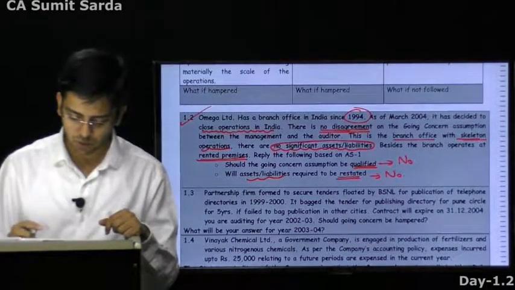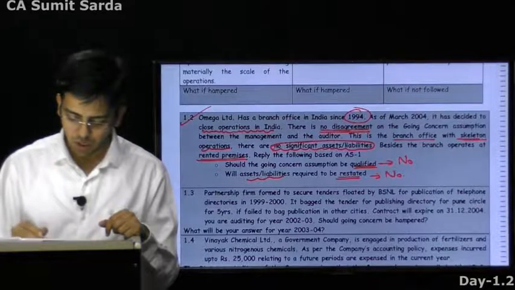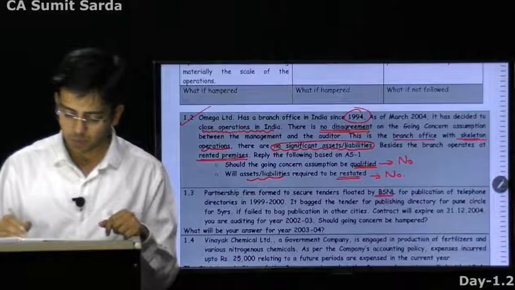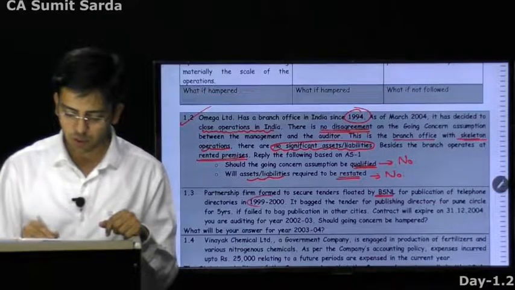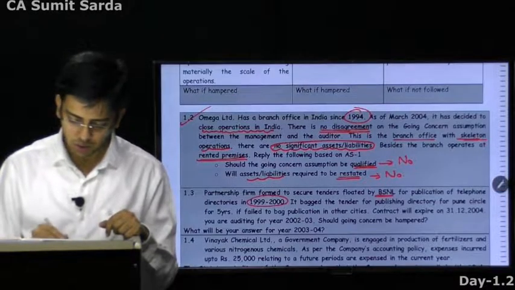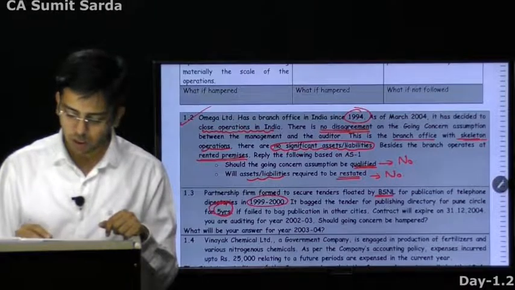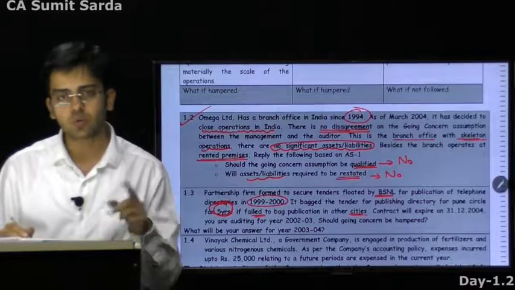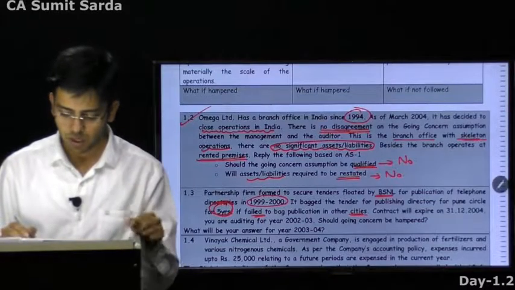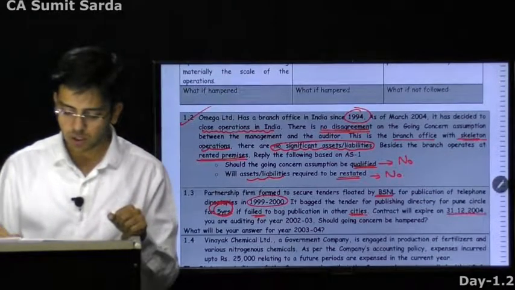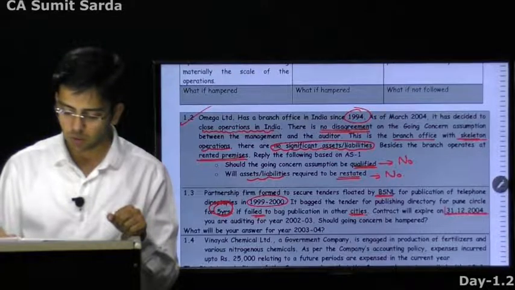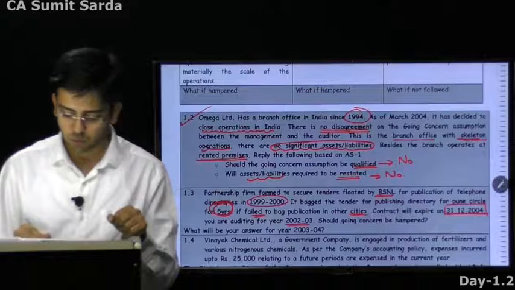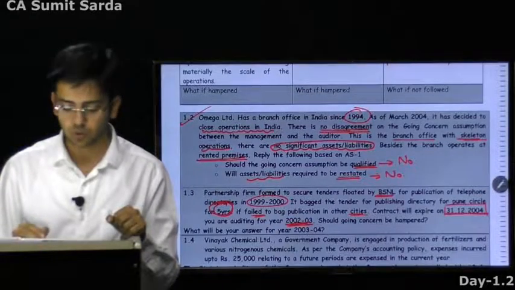We'll look at the next question, 1.3. A partnership firm was formed to secure tenders floated by BSNL for publication of telephone directories for 1999-2000. The tender is for 5 years. It failed to bag publication for other cities. You only got it for one city, Pune, for 5 years. The contract will expire on 31st December. They have even given you the date on which the contract will expire. You are auditing for the year 2002-2003.